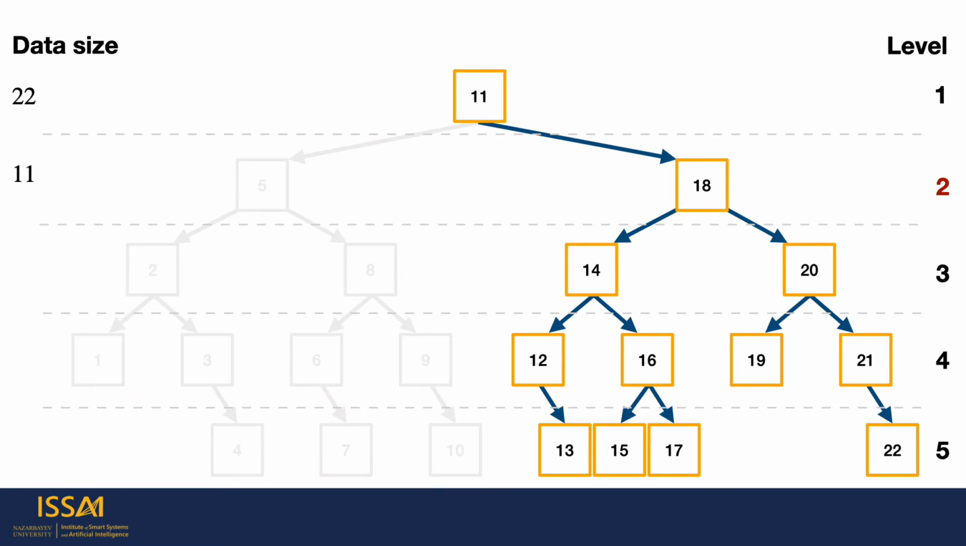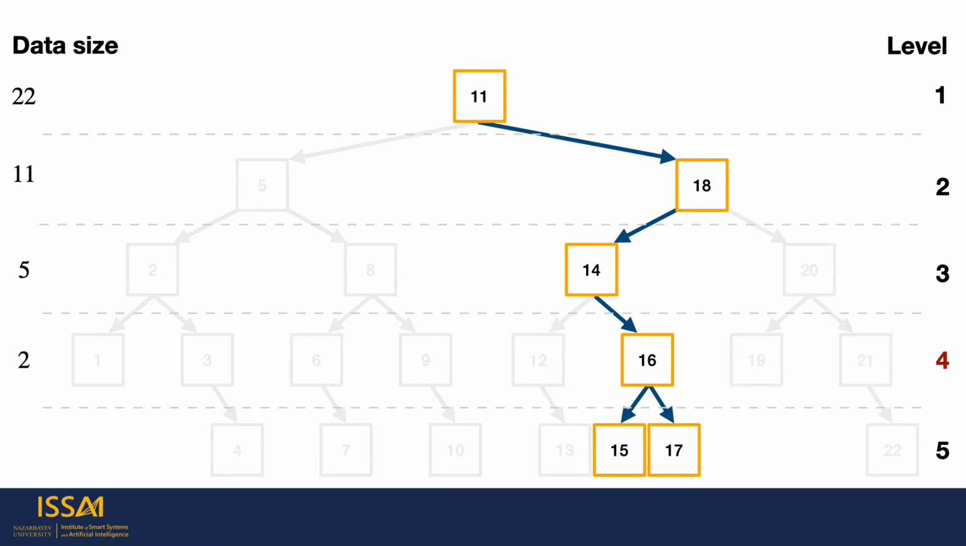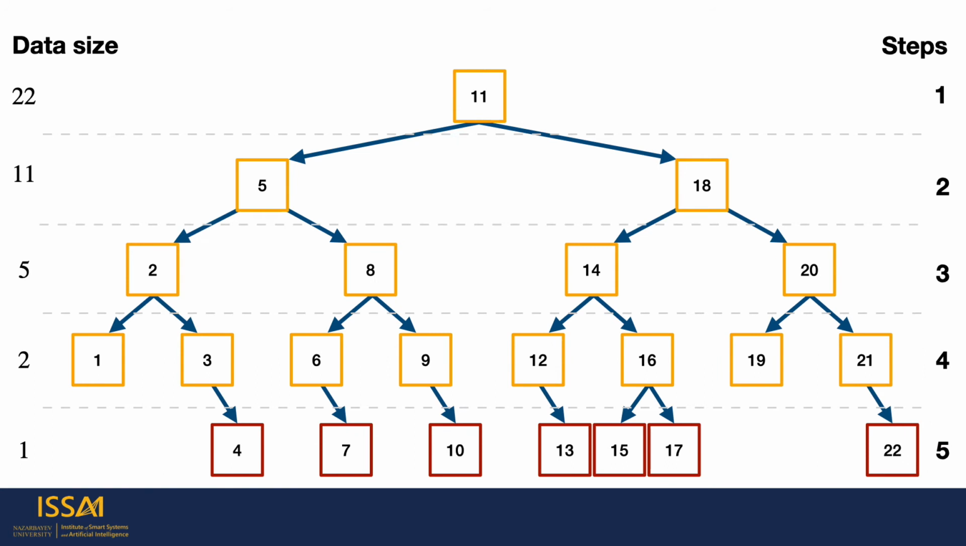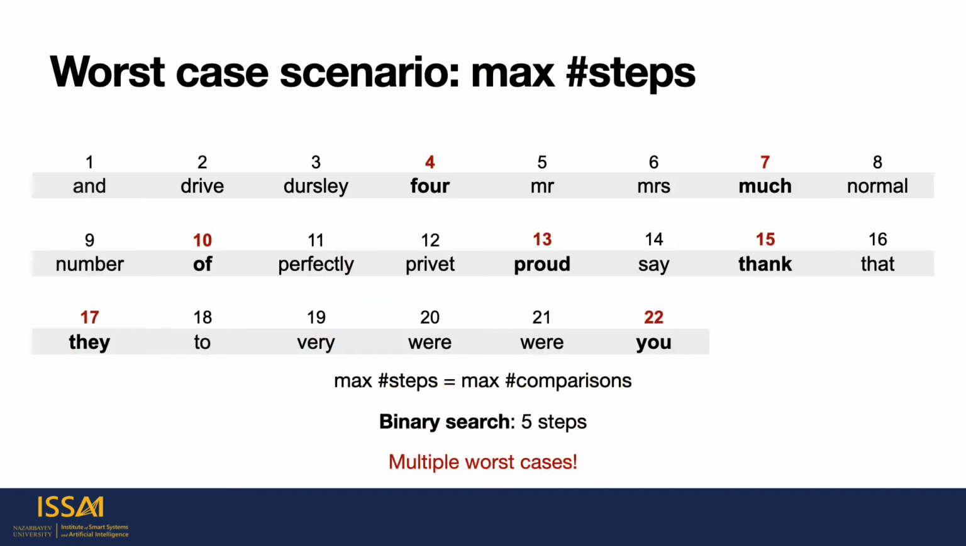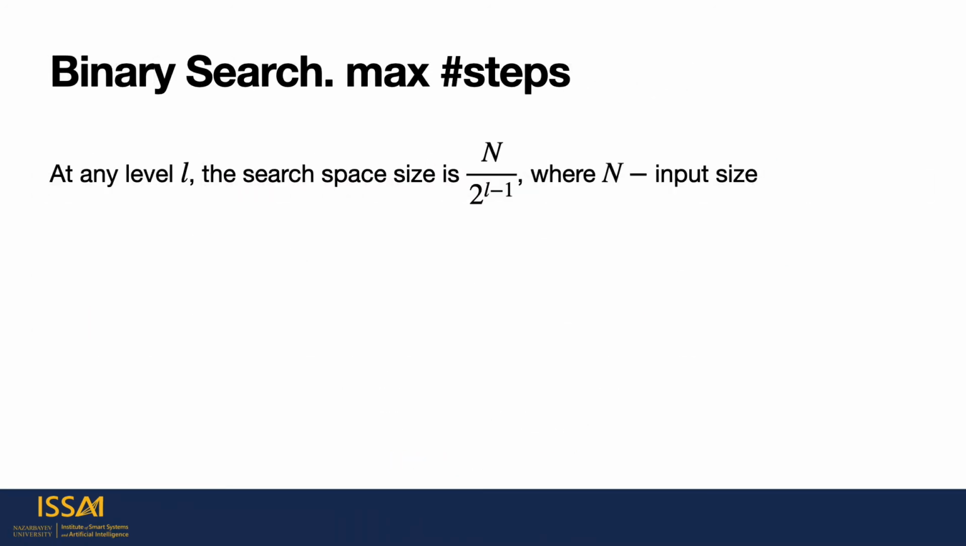As we go further down the tree, we keep cutting the search space by half, and we continue doing so until we reach a single element. So the total number of steps the algorithm requires is the height of this tree, which is 5 in this example. Located at the last level of the tree are the leaf nodes that represent the worst case scenarios, meaning for, much, of, proud, thank, they, and you would all require 5 steps to be found, and this is true for a 22-word sequence. Now we will generalize this calculation to any input size.